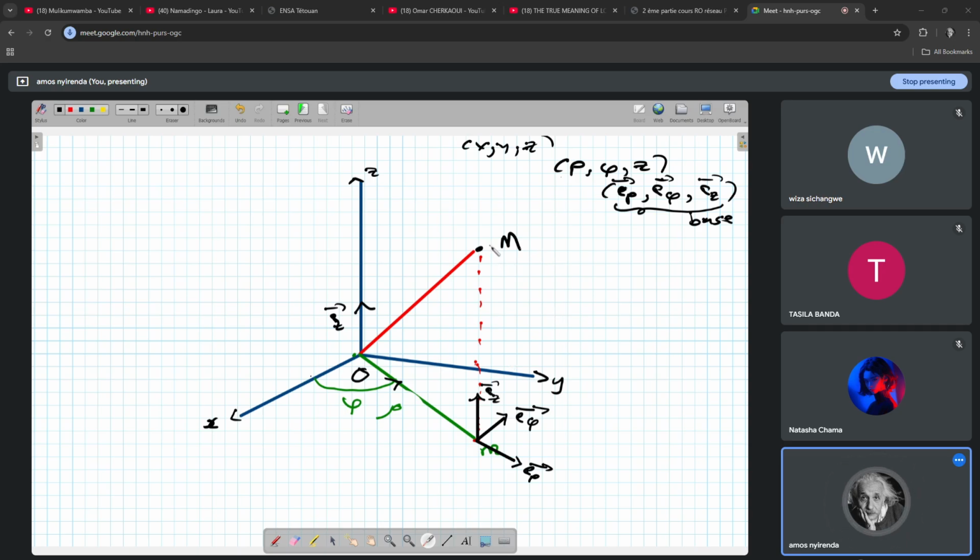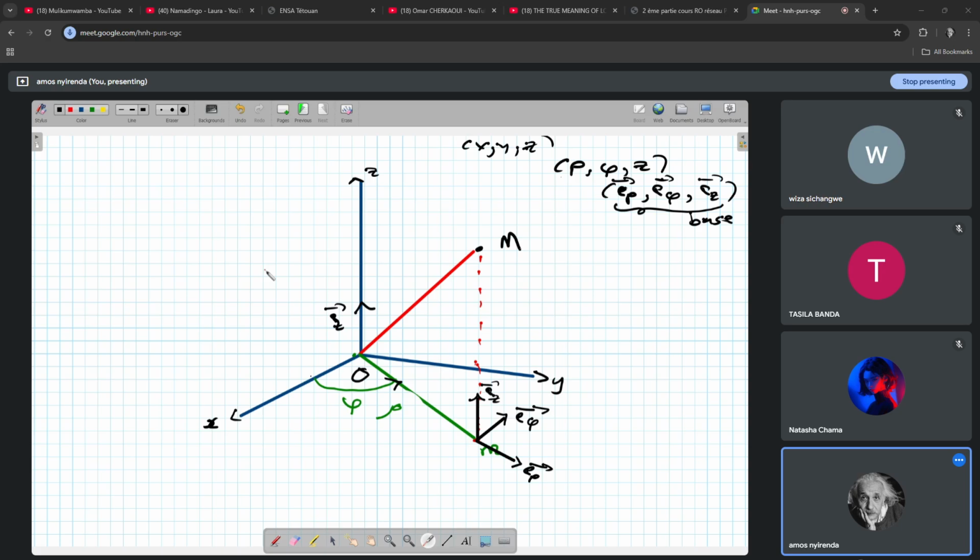So that is what you are supposed to remember. You project the point, and it forms an angle with the x-axis. Rho points in the direction of the vector Om. And then phi points in the direction of increasing phi. And then EZ points in the direction of the z-axis. Ça va?